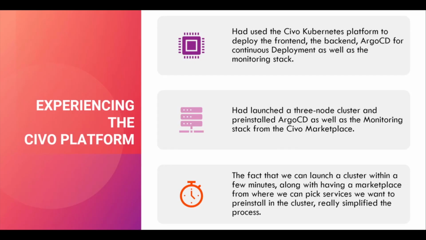In this project, I have used the Civo Kubernetes platform to deploy the front end, the back end, Argo CD for continuous deployment as well as my monitoring stack. For that, I launched a 3-node cluster and pre-installed Argo CD as well as the monitoring stack from the Civo Marketplace. The fact that we can launch a cluster within a few minutes, along with a marketplace from where we can pick services we want to pre-install in the cluster, really simplified the process.